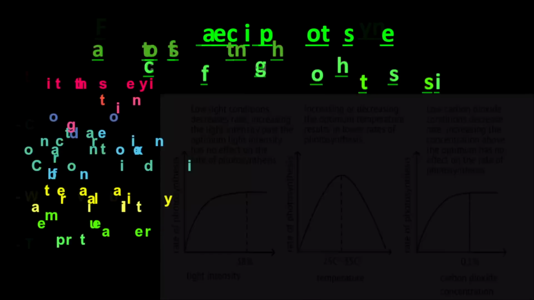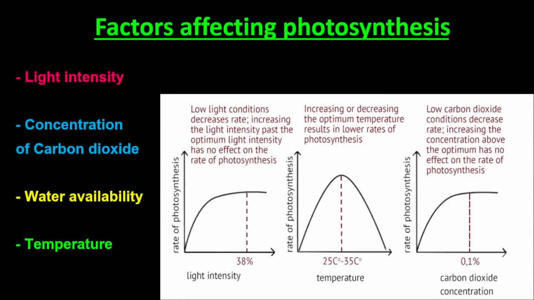And then we will take a look at the factors affecting photosynthesis. We have light intensity, concentration of carbon dioxide, water availability, and temperature. These are the graphs that depict the relationship between the rate of photosynthesis and these variables. Notice that these variables are placed on the x-axis because they are the independent variable, and the rate of photosynthesis is placed on the y-axis because the rate is the dependent variable.